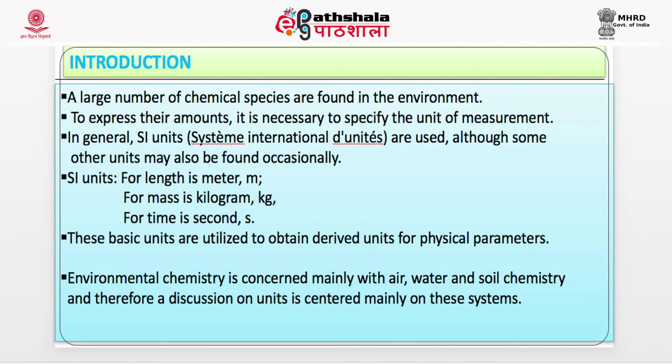A large number of chemical species are found in the environment. To express their concentration, it is necessary to specify the unit of measurement. In general, SI units are used, although some other units may be found occasionally in the literature. SI unit for length is meter, for mass is kilogram, and for time is second. These basic units are utilized to obtain derived units for physical parameters. It must be pointed out that environmental chemistry is concerned mainly with air and aquatic chemistry, and therefore the discussion on units is concerned mainly with these systems.